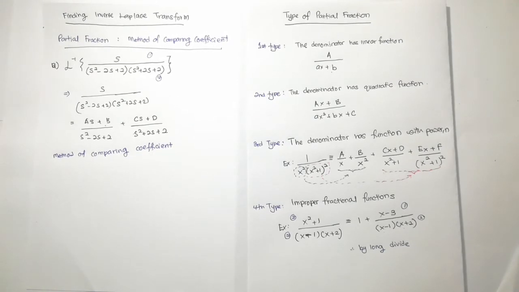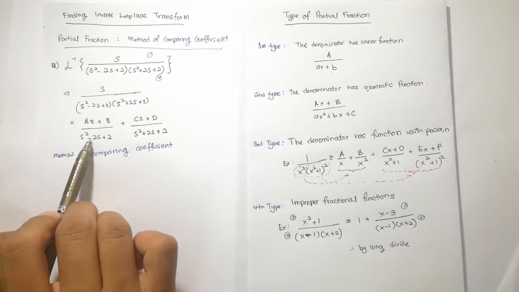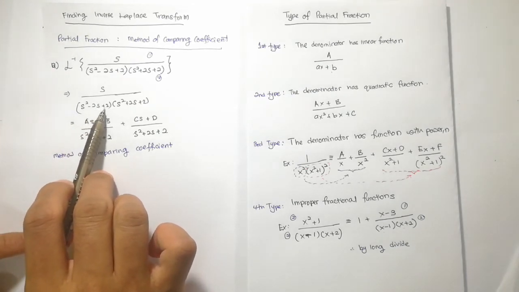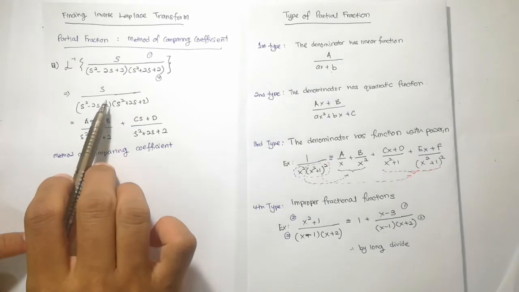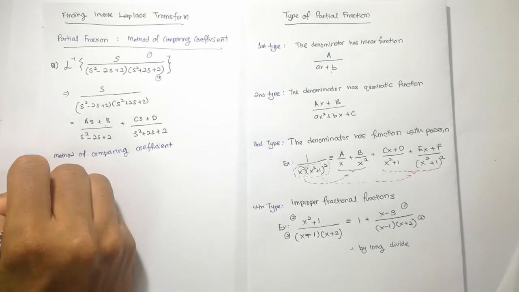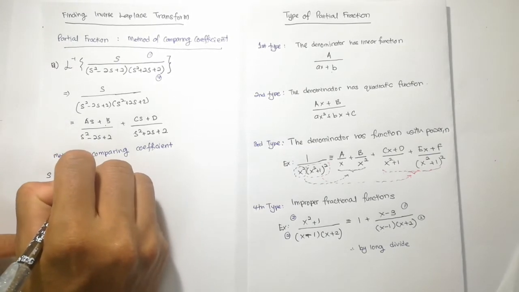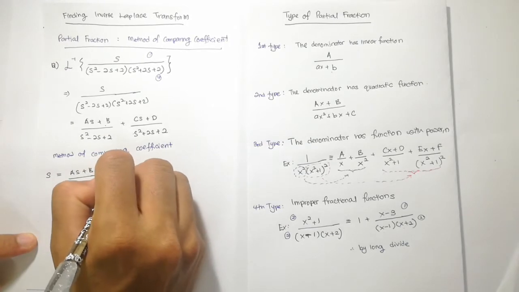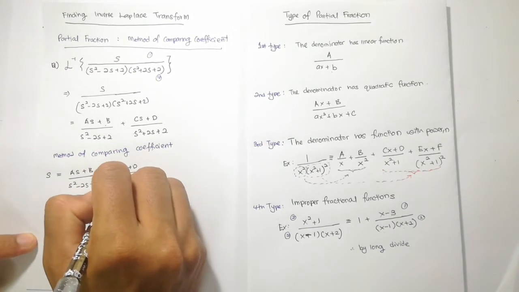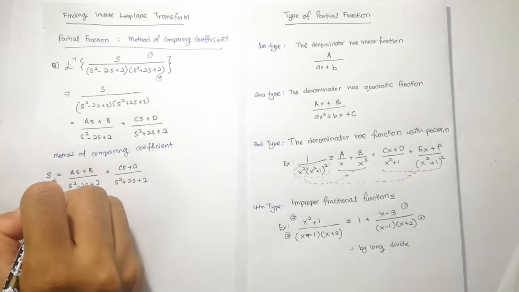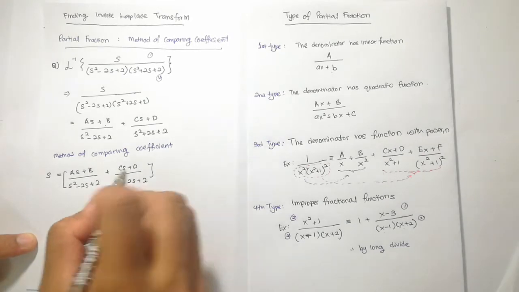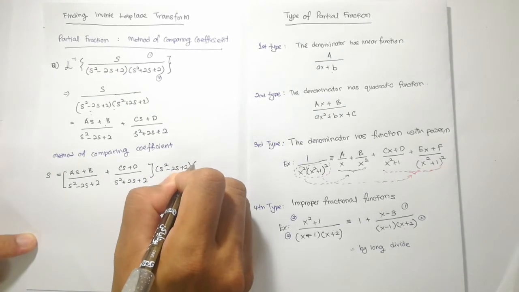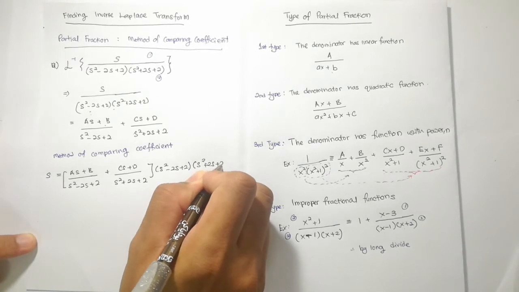In order to do that, we can multiply our partial fraction with the denominator, which is s squared minus 2s plus 2 multiplied with s squared plus 2s plus 2. So now we have s equal to As plus B over s squared minus 2s plus 2, plus Cs plus D divided by s squared plus 2s plus 2, and then we multiply this with our denominator, which is s squared minus 2s plus 2 multiplied with s squared plus 2s plus 2.